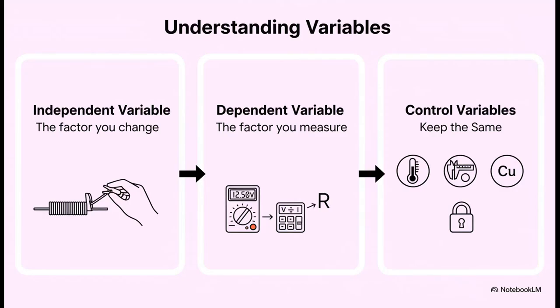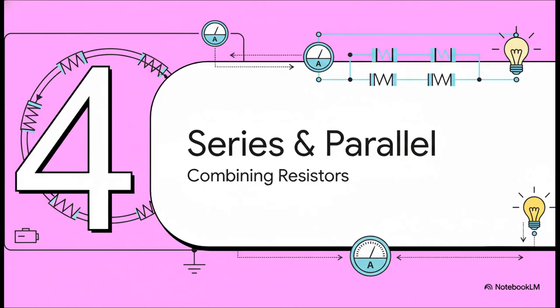Now, to do this like a real scientist and get top marks, you have to get your head around variables. The independent variable is the one you choose to change. In this case, that's the length of our wire. The dependent variable is what you measure to see the effect, which is the resistance. And the control variables? Well, they're everything else you have to keep exactly the same to make sure it's a fair test.